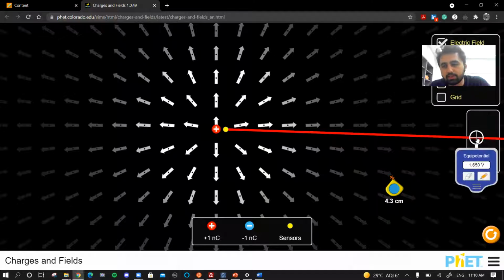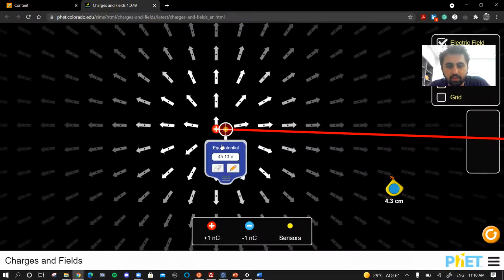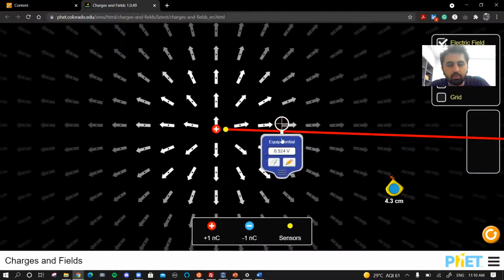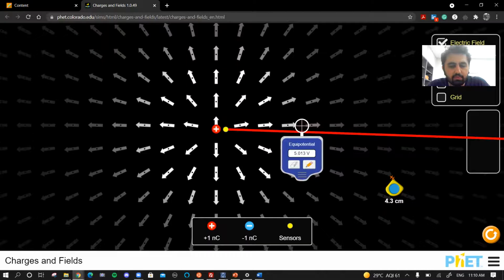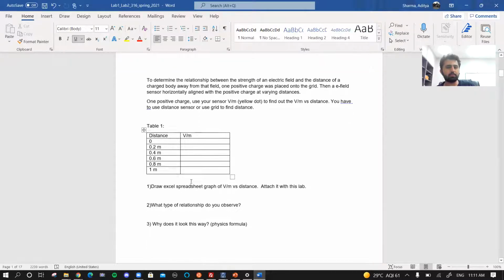And this is a sensor, it can give you the value of the potential. And once you have that, you get V. Now you need to know V over m. So you just divide by this distance. So whatever potential you get divided by 0.2, and whatever potential you have divided by 0.4 at this distance. So you keep doing that.